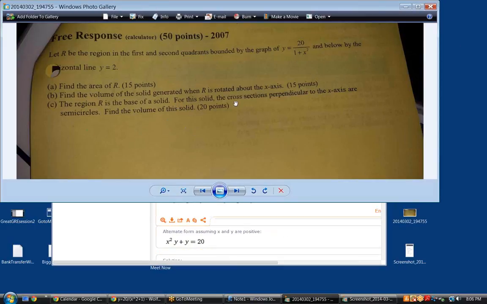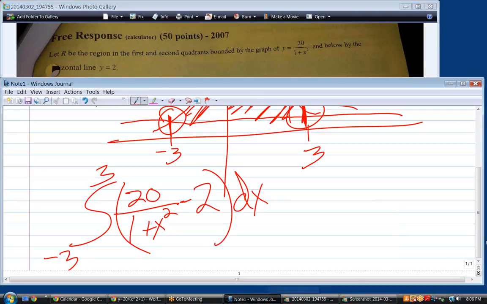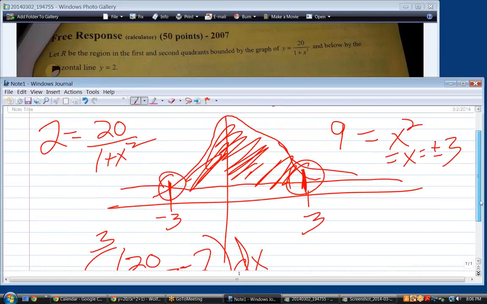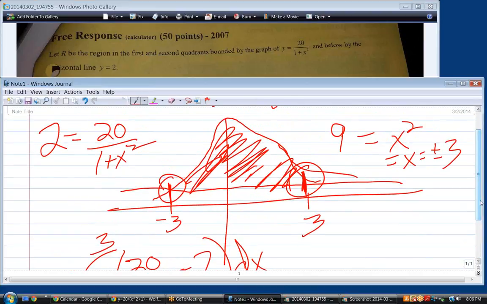Find the volume of the solid generated when region R is rotated about the x-axis. After we rotate this about the x-axis, what kind of solids are we going to use to slice it and dice it? Discs. There's going to be a big hole in the middle. What do you call those, washers? Yeah, washers.